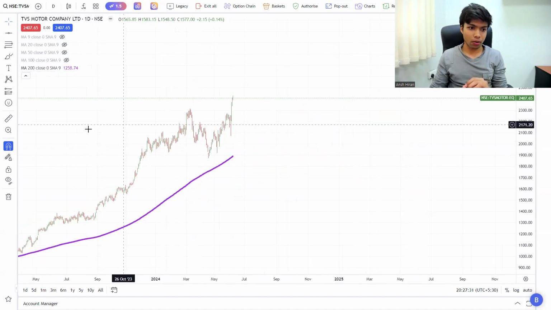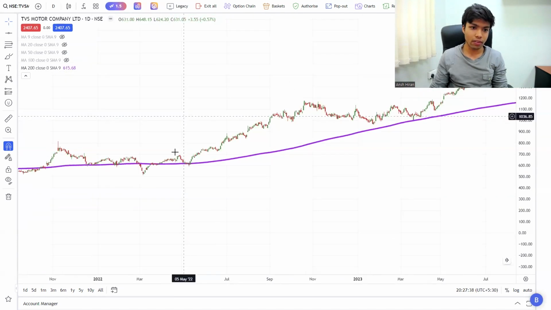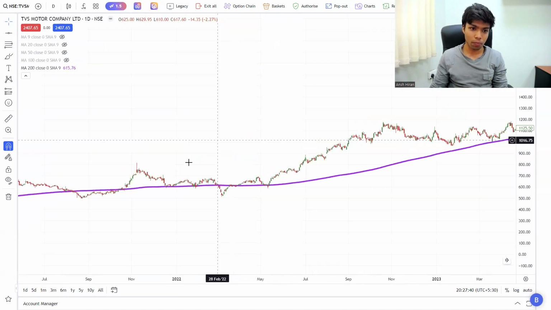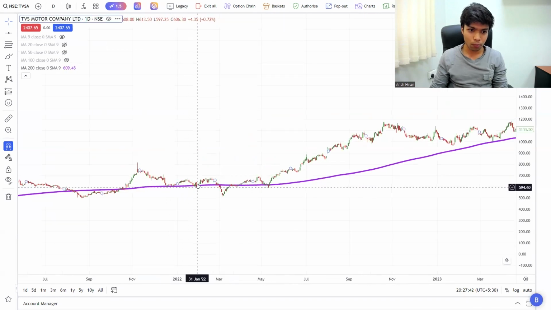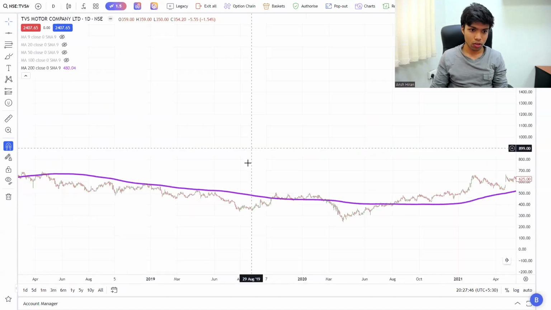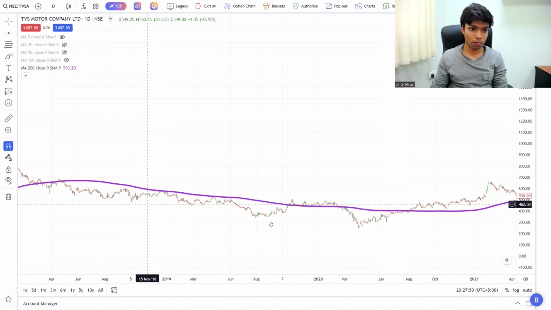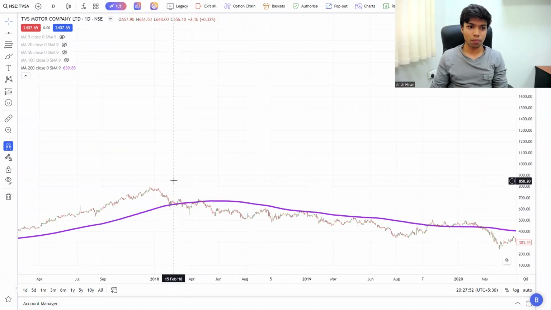I will give you some examples. The 200 moving average: exact support in the market, and then the market goes up. Whenever the market comes to this level, exact support, market goes up, multiple times. Resistance, market goes down. Resistance, market goes down. Support, market goes up.